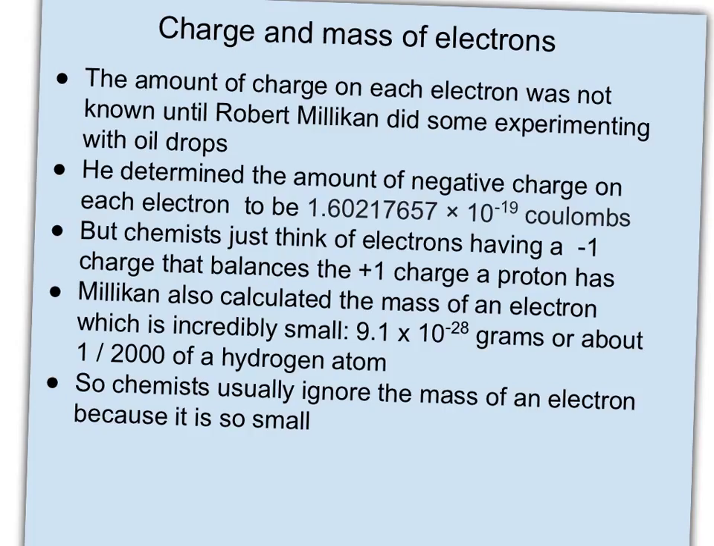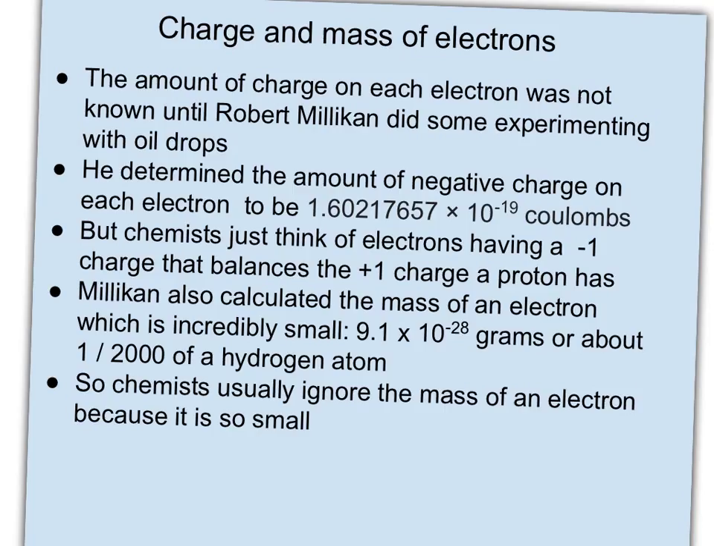So now that scientists knew there was this smaller part called an electron, having a negative charge, they started looking at how big is this and how much charge are we talking. And it was Robert Millikan who did some experimenting with oil drops who answered both those questions. And he found out that the amount of negative charge on each electron was just 1.6 times 10 to the minus 19th coulombs. So how small an amount is that?